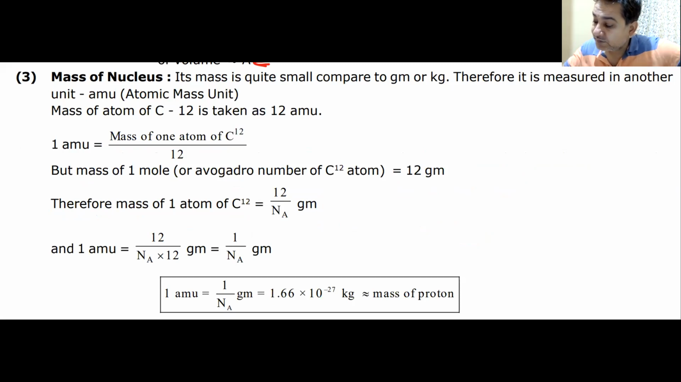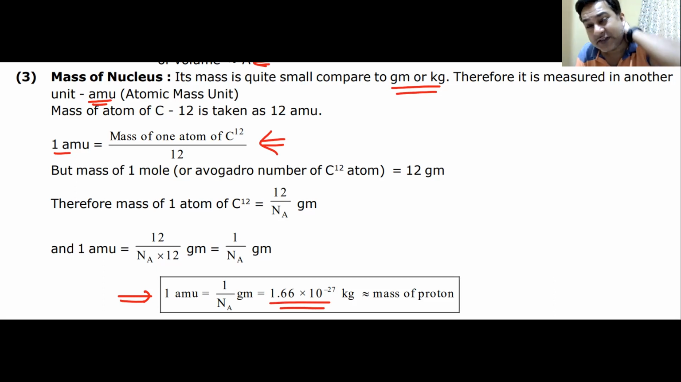Mass of the nucleus. This mass is very small compared to gram or kg. Therefore, it is measured in AMU. Do we understand this? Yes, sir. 1 AMU is the mass of one atom of carbon 12 divided by 12. Do we know this? Yes, sir. If I just do the calculation, 1 AMU will come as 1.66 into 10 raised to the power minus 27 kg. Do we understand this?